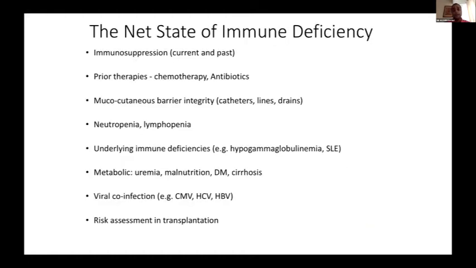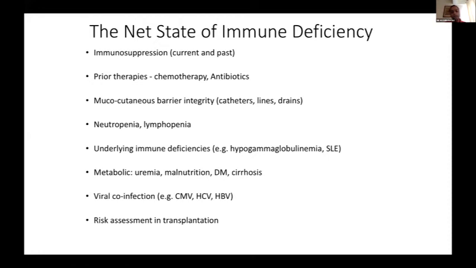So most of these patients are in a net state of immunodeficiency, and the net state of immunodeficiency can be caused by the immunosuppression itself, like the current regimen the patient has been on, and what was done before as well. Like if you used induction therapy, like ATG or basiliximab, what were the prior therapies the patient was on? Was the patient on chemotherapy?